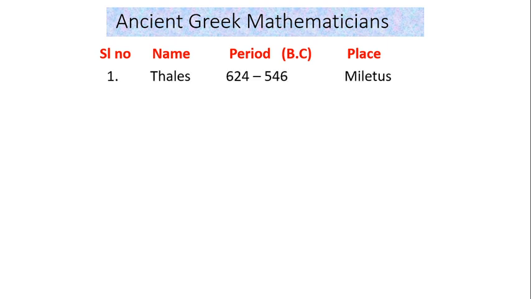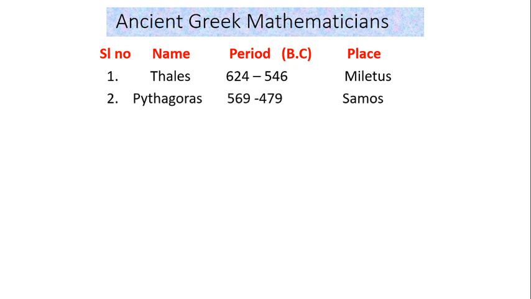So let us begin our study today, children, by recalling the great top 10 ancient Greek mathematicians. Here is a list. The columns are serial number, name, period, and place. The first person who started this kind of thinking or writing in geometry is Thales. He may be called the father, who initiated this kind of thinking in us. He is from Miletus, around 600 BC.